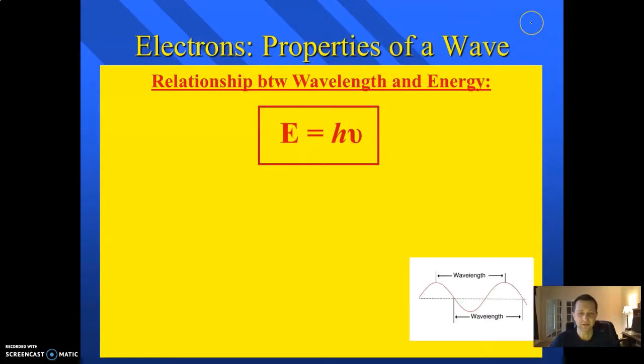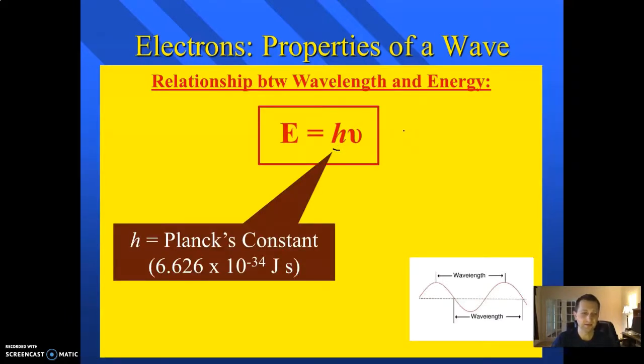Okay, one last equation and relationship here between frequency and energy. So E equals h times nu. h is a new variable. It's a constant. It's called Planck's constant. So it's 6.626 times 10 to the negative 34 joules times seconds. So that's the unit on that.